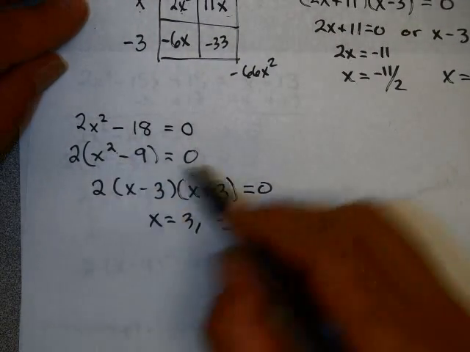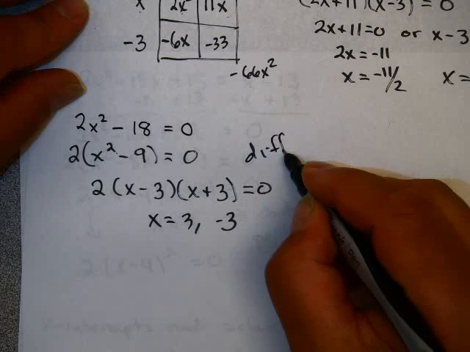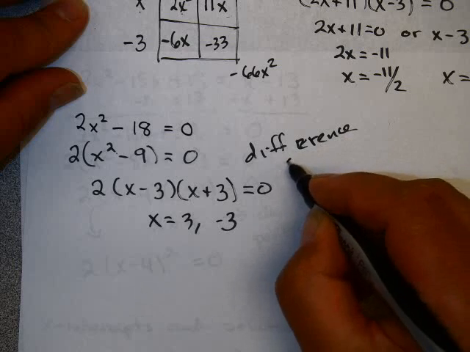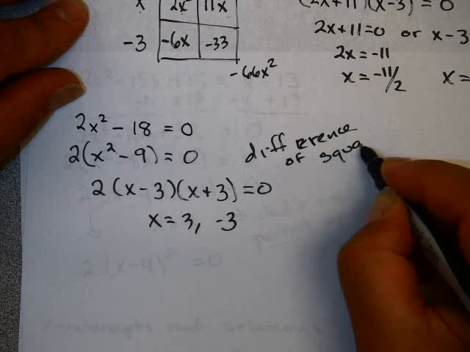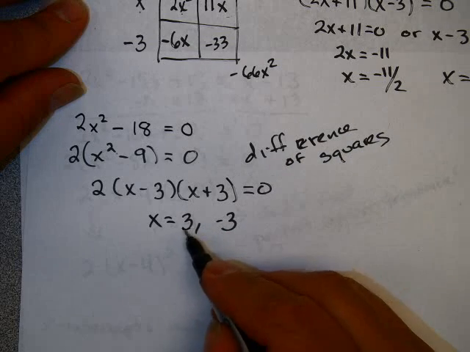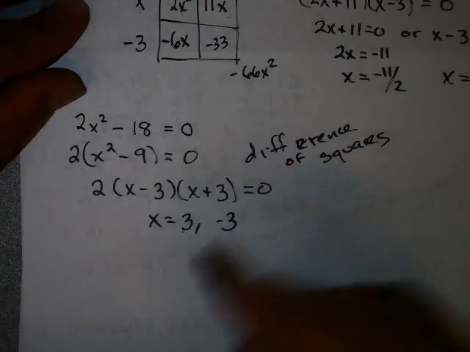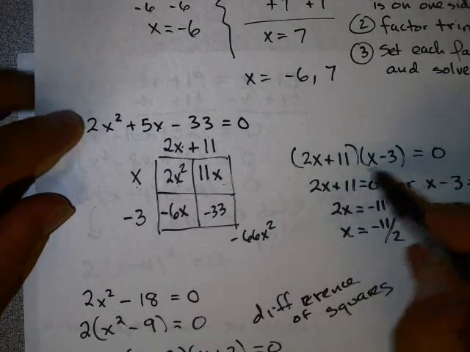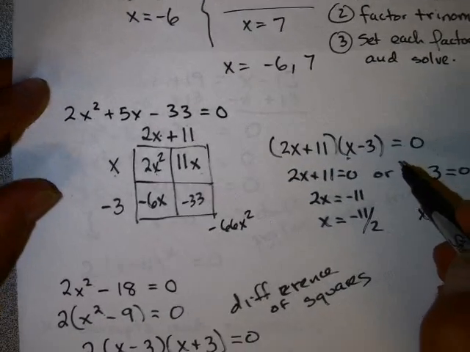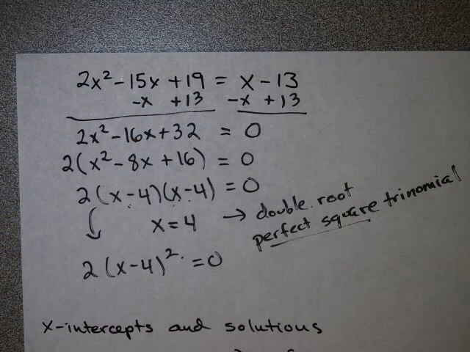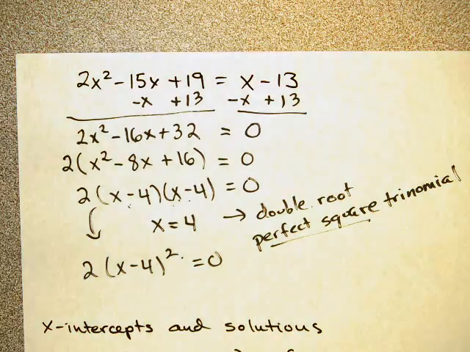Going back to the previous problem, this was what we called a difference of squares. How do you know you have a difference of squares? You know you have a difference of squares if the two answers you get are the same value but opposite in sign. These examples are neither a difference of squares nor a perfect square trinomial. So those are what you should pay attention to. So that's a little bit about factoring and solutions.